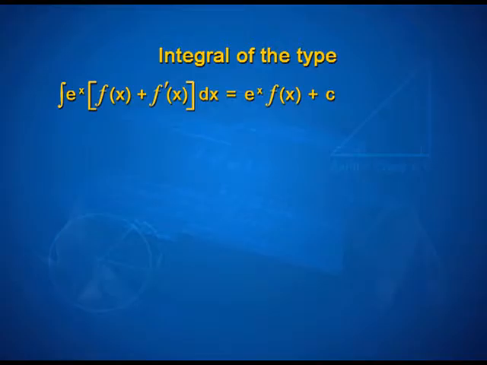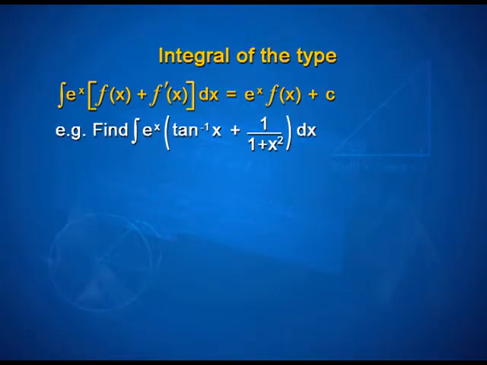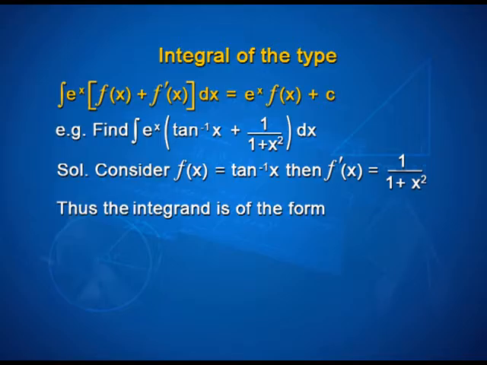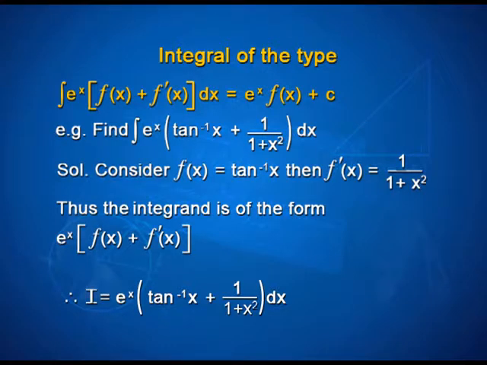Now, let us look into the integral of the type integral of e to the power x into (f of x plus f dash x) dx, which is equal to e to the power x into f of x plus c. Let us solve an example to understand this. Find the integral of e to the power x into (tan inverse x plus 1 upon 1 plus x square) dx. Consider f of x equal to tan inverse x, then f dash x is equal to 1 upon 1 plus x square. Thus, the integrand is of the form e to the power x into (f of x plus f dash x). Therefore, the integral simplifies to e to the power x tan inverse x plus c.